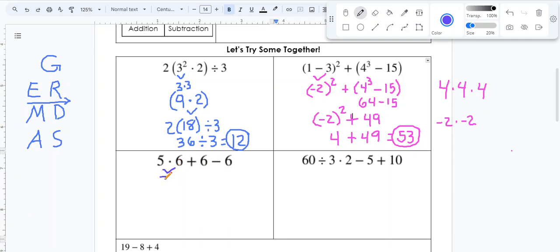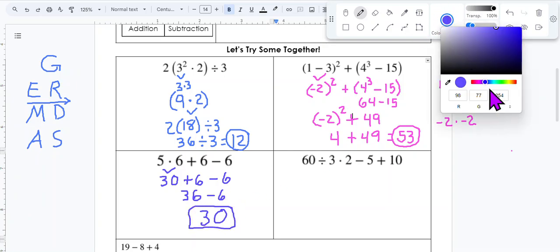5 times 6 is 30. And now I can just bring everything else down. 30 plus 6 minus 6. All right, I'm done with my multiplying and dividing. Now I'm left with adding and subtracting. And I do that from left to right. 30 plus 6 is 36. 36 minus 6 gets me back to 30. So that's my final answer, 30.